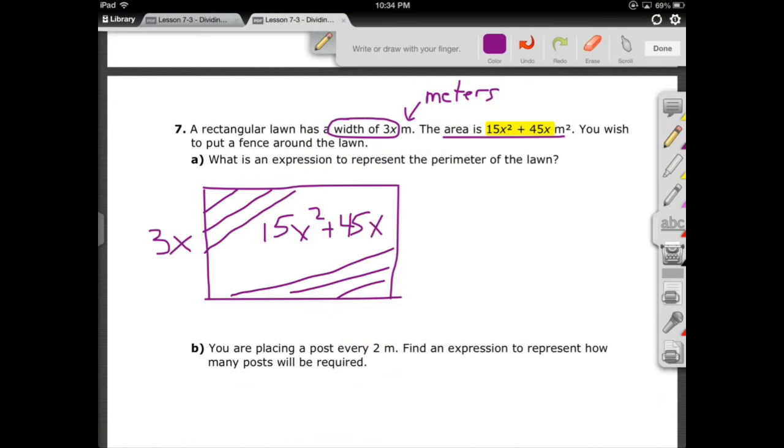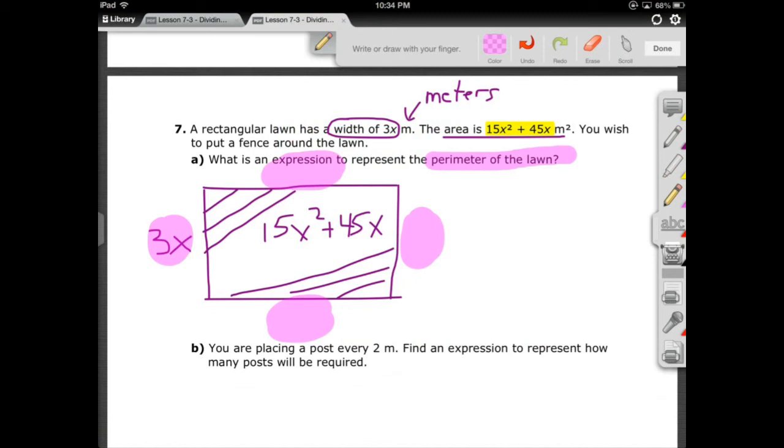So what they want to know is what's the perimeter of the lawn? Perimeter of the lawn, perimeter of the lawn. Now wait a minute. Isn't perimeter when you add up all the sides? Well, I already know one of the sides. And since it's a rectangle, that other side opposite must be 3x.